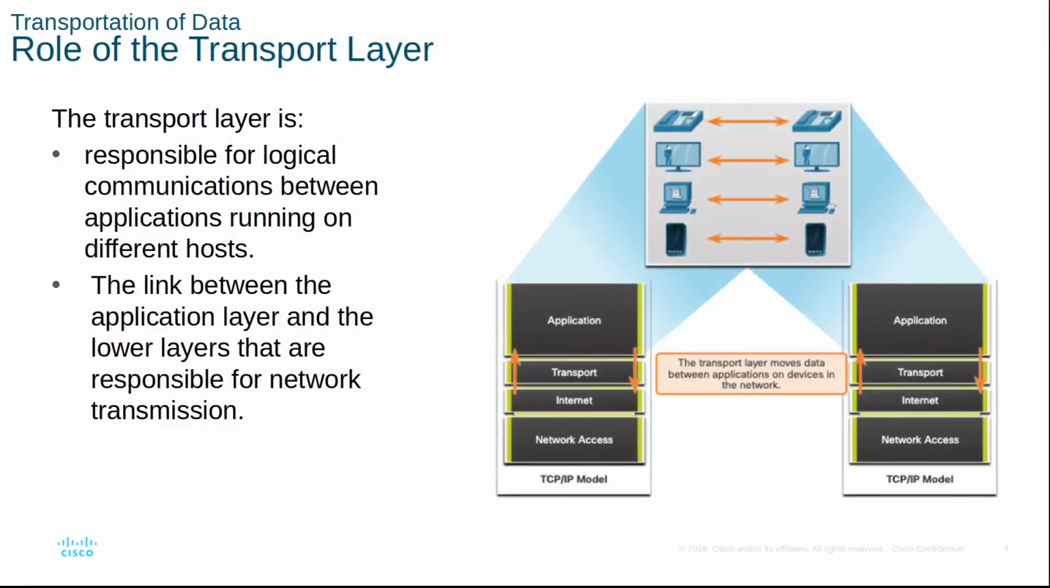So the transport layer, and there it is in our TCP/IP model. In the OSI model, that's layer 4, right? TCP/IP model, it's layer 3 right here. It's responsible for logical communications between your hosts, your applications running on different hosts. This links your application layer with the lower layers, and it's responsible for making sure packets are received by the right application on both ends of the communication.